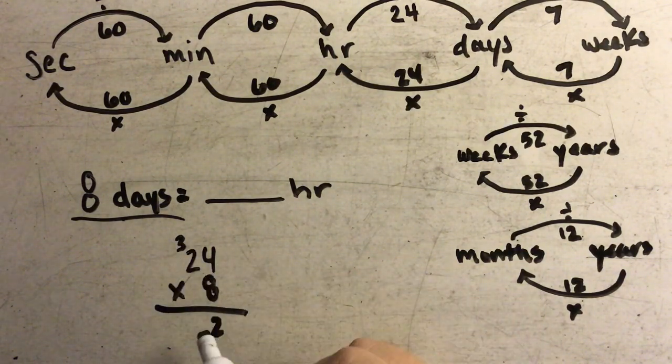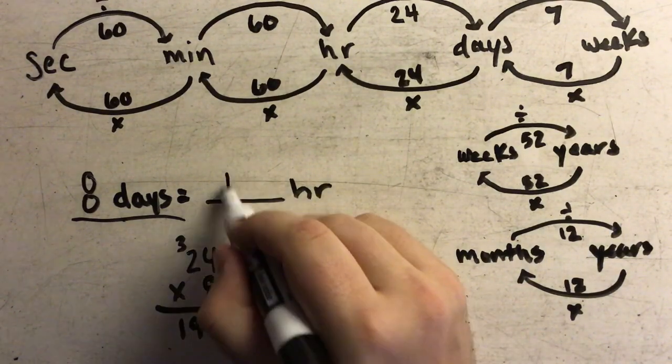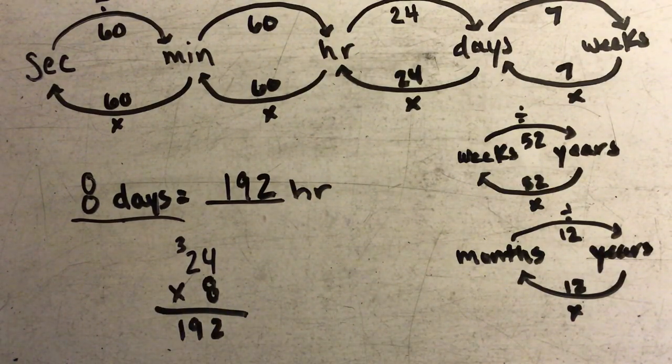8 times 2 is 16, plus 3 is 19. So there are 192 hours in 8 days.